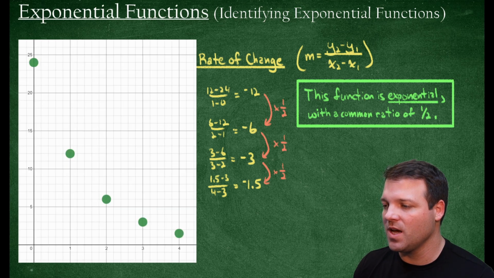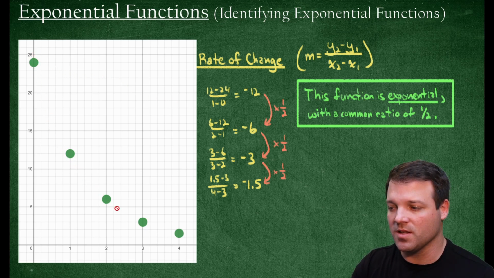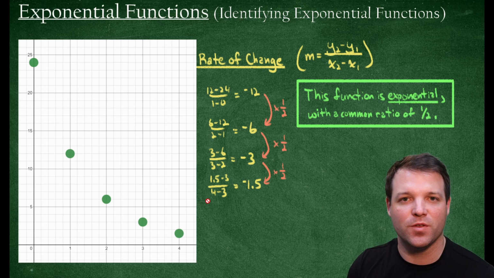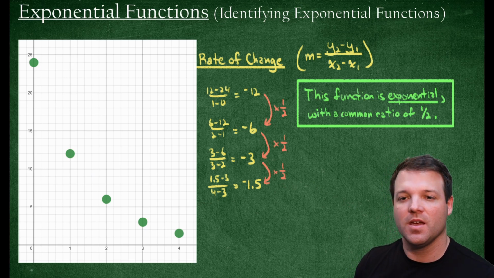And if you went ahead and plotted these points, you would see that this thing is decreasing as we go along the x, and every subsequent y value is essentially half of the previous y value, okay, which definitely makes this an exponential.